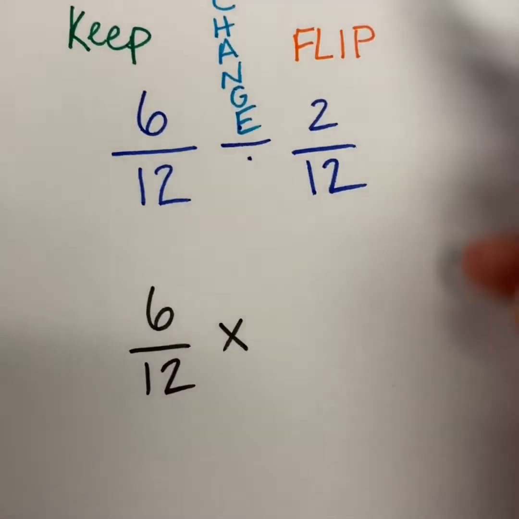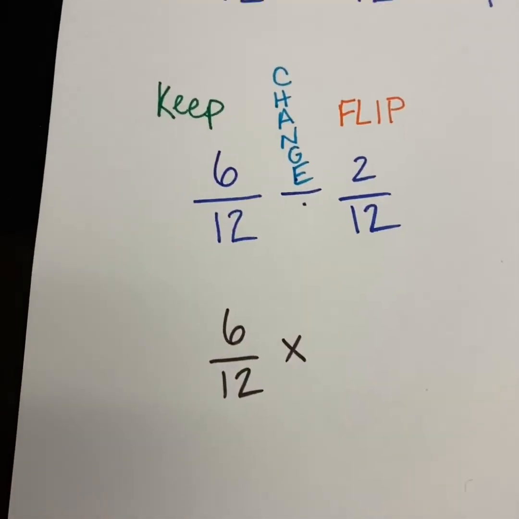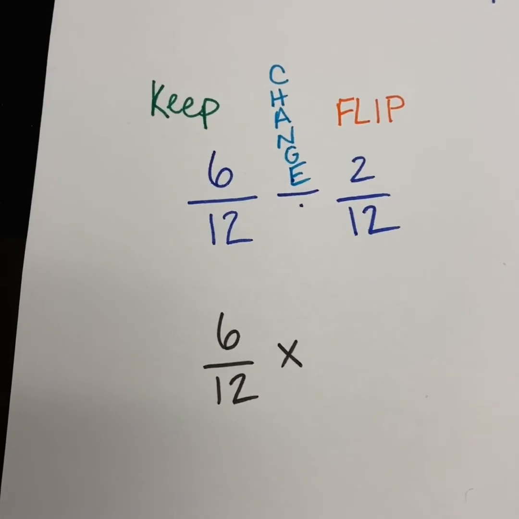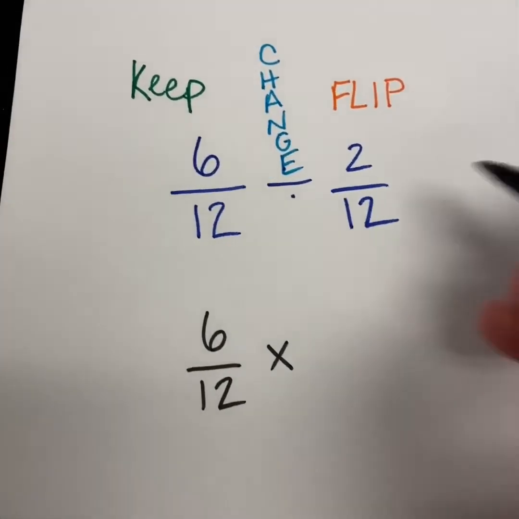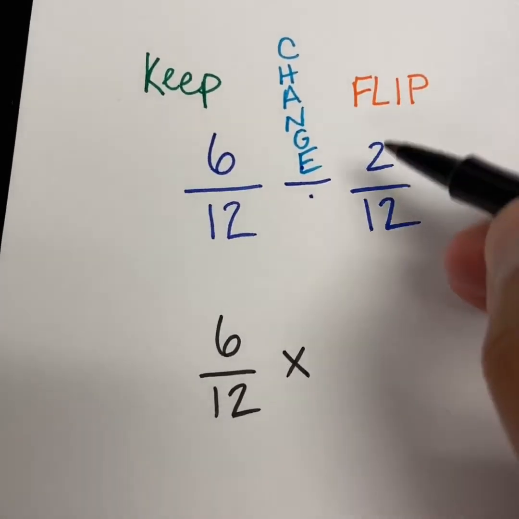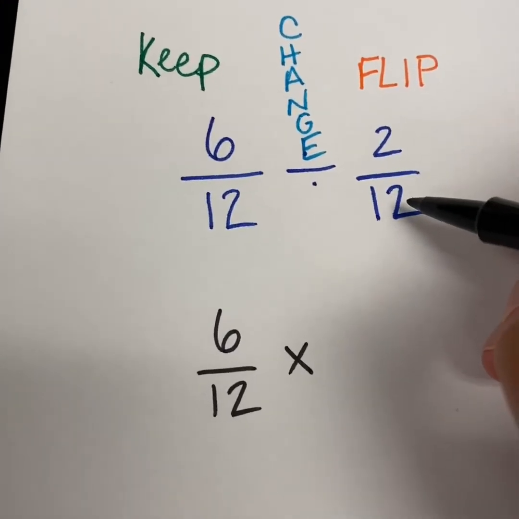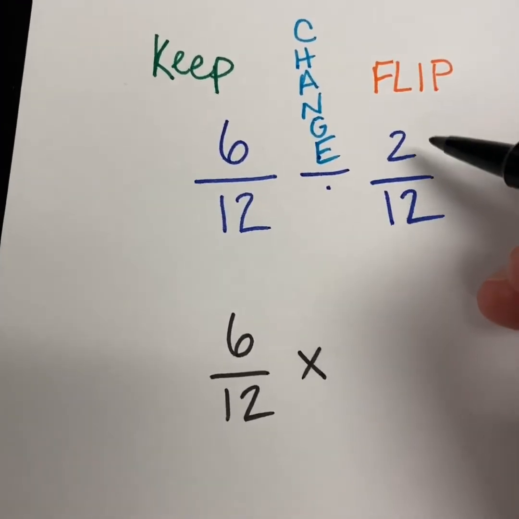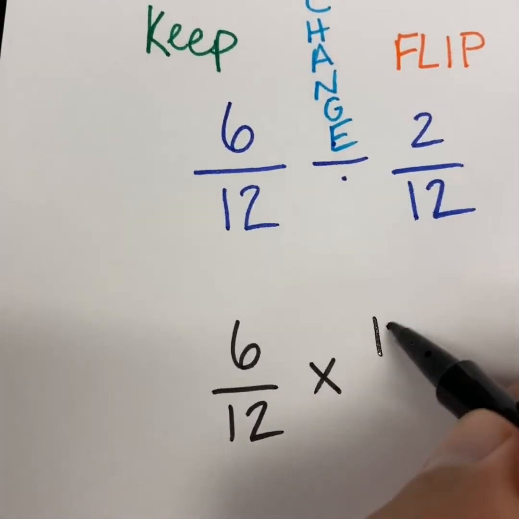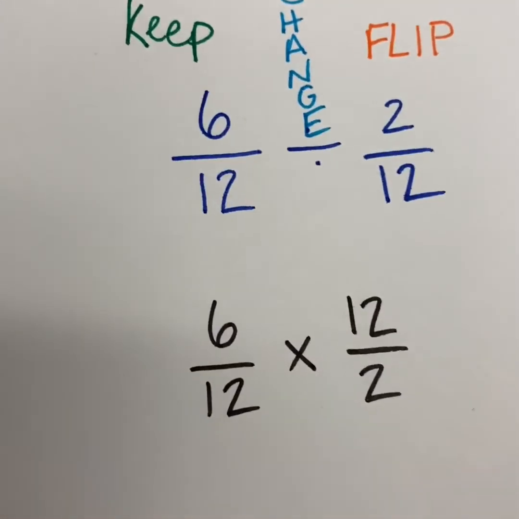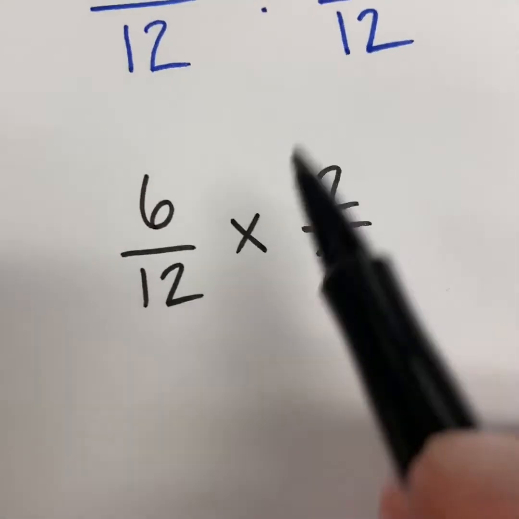All right, and flip. Okay, if we flip something, I could flip a piece of paper over, or I could do a kick flip. It means that something is rotating or changing, moving over. So we're going to flip, or find the reciprocal of 2/12. Remember, that means that our numerator becomes our denominator, or our denominator becomes our numerator. So when we flip this fraction, it becomes 12 over 2, or 12 halves. All right, now we just need to solve this.